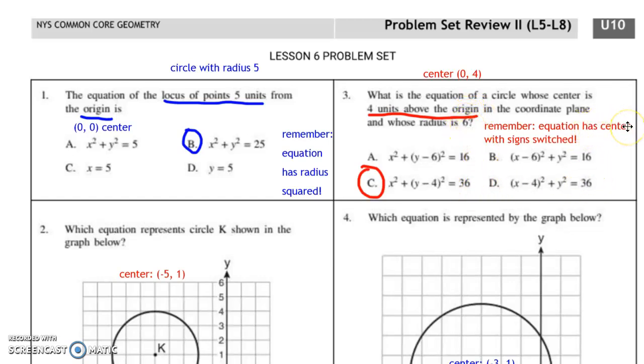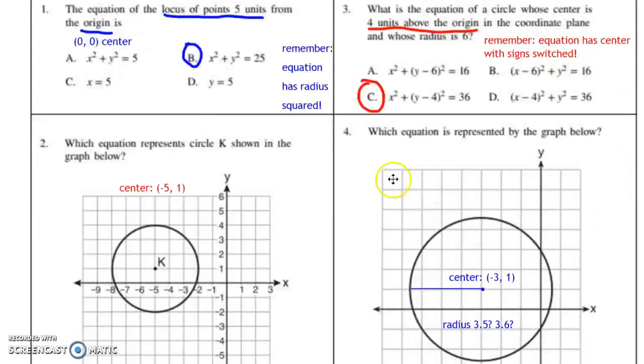The equation has the center, the 0, 4, for example, but the signs are switched. So if the center is 0, 4, the equation is going to have a negative 4 in it somewhere. That's next to the y value. So negative 4 next to the y value is right there.